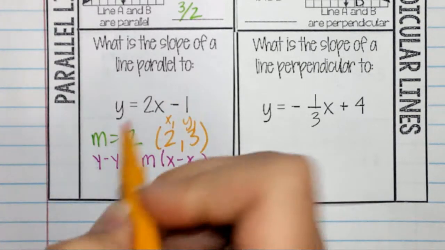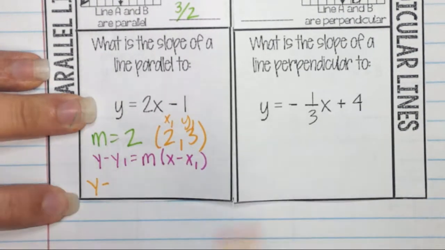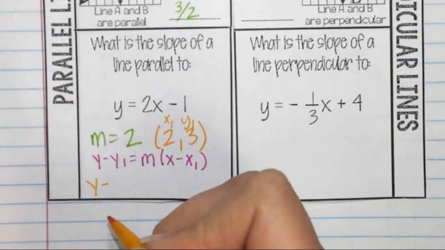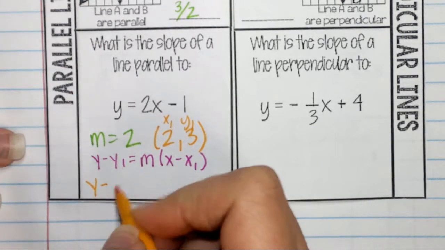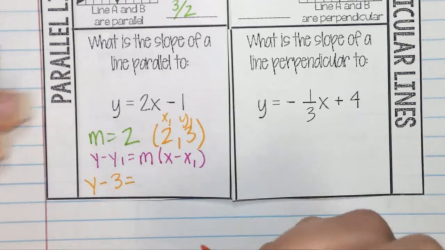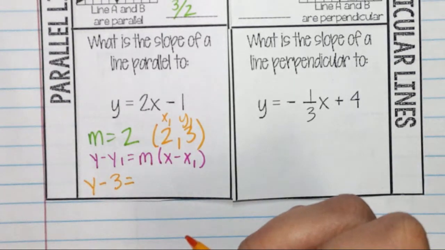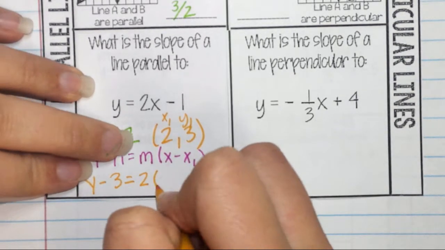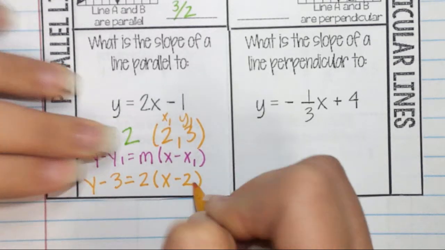Okay? So you say y minus what number? 3. You pass your test. Come on. I know. I was just guessing. Equals, what's our slope? 2 times x minus 2.